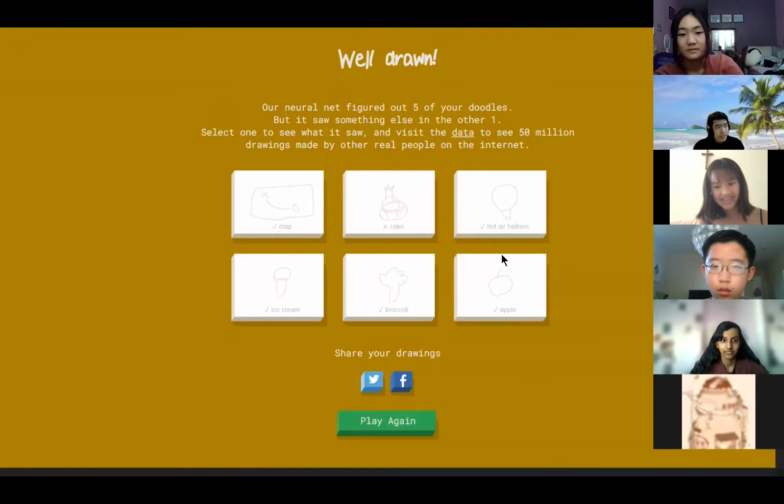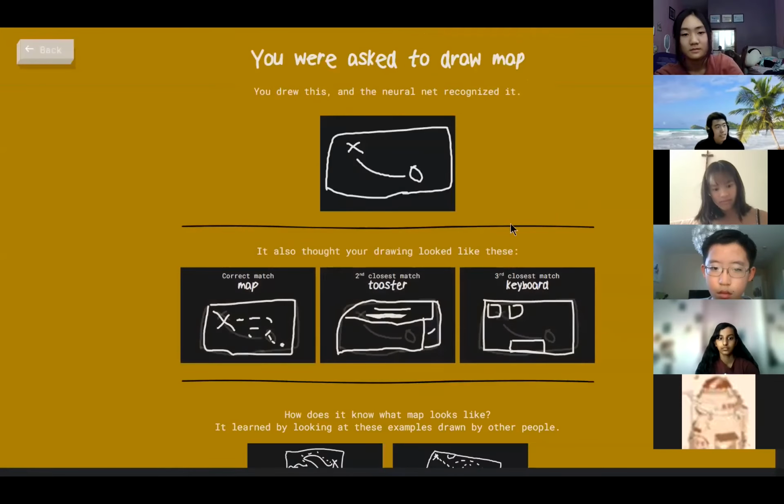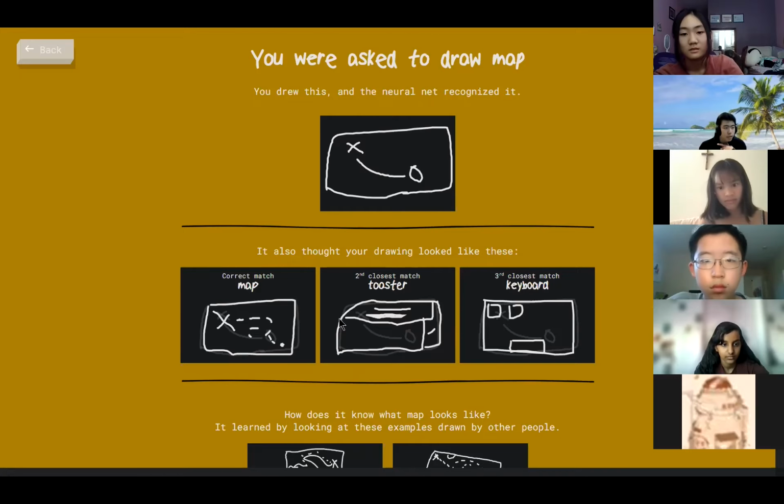Okay, so you might notice that the computer recognizes the image extremely fast, except for the cake. I don't know what happened there. The reason it's so fast is because Google has a lot of data. For example, if I click this map one right here, I can see what I drew. It thought my drawing looked kind of like a toaster, and you can see why, because the computer's classification for a toaster looks something like this, and my drawing is outlined there. It looks similar.